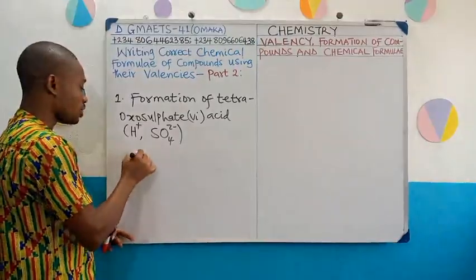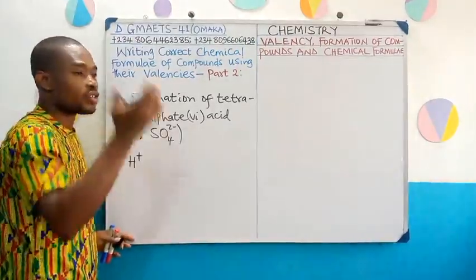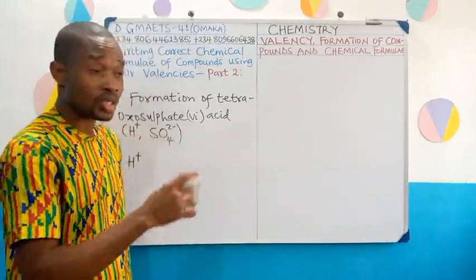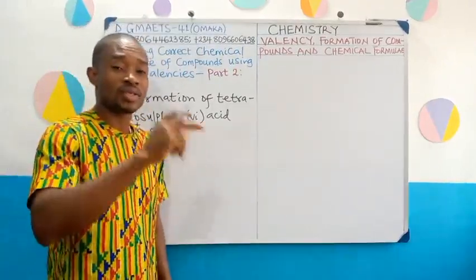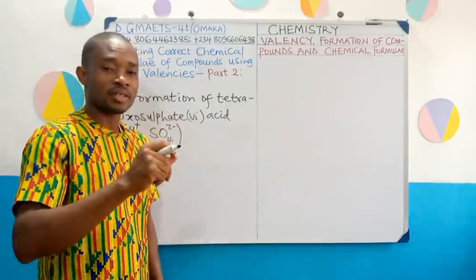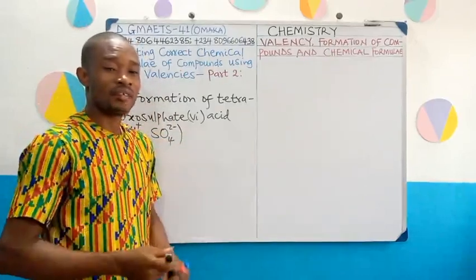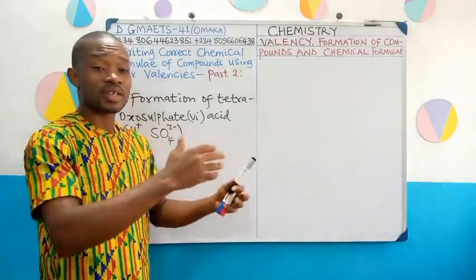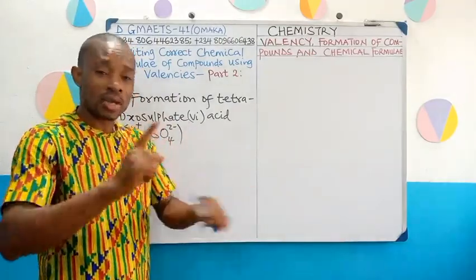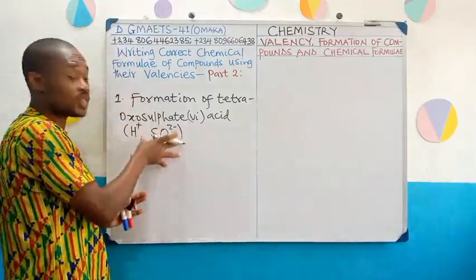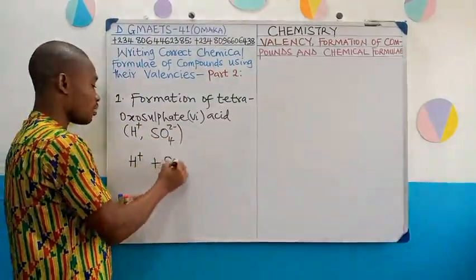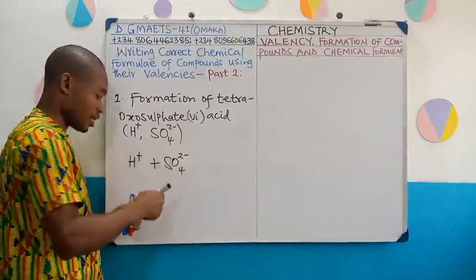We'll start with the hydrogen ion. From our previous class, we already explained that the valency of hydrogen is +1 in most cases. It could be -1 when you have it as a hydride, when hydrogen reacts with metals and assumes negative, but mostly it's positive. In this case, it's positive because it's reacting with a negative ion. So this is going to be combined with SO4 2-.